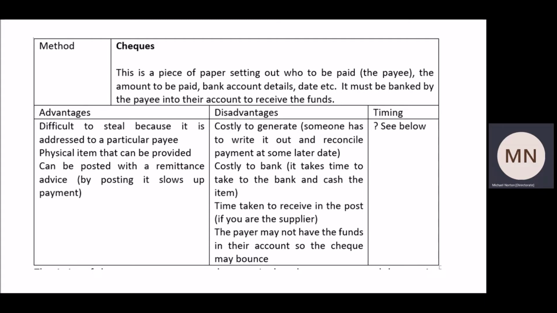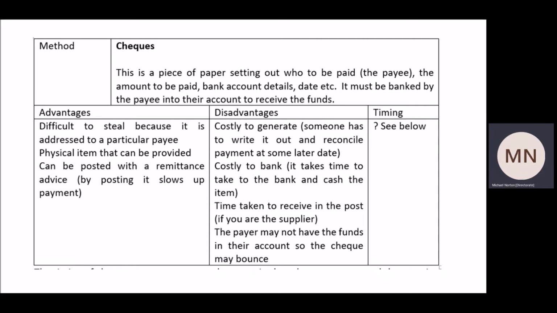Whenever we pay it into the bank, but there is of course that time to get it into the bank as well, which can be a faff. Right, so checks. So this is a piece of paper, and it sets out who's going to be paid, the payee. So accounts payee is what the checks are. The amounts to be paid, and then it'll say which bank account it's going to come from, the dates, whatever.